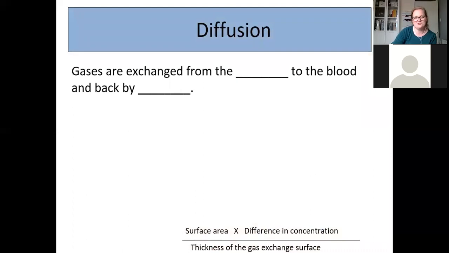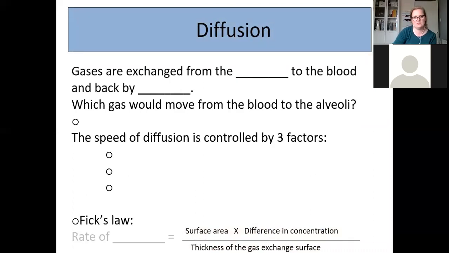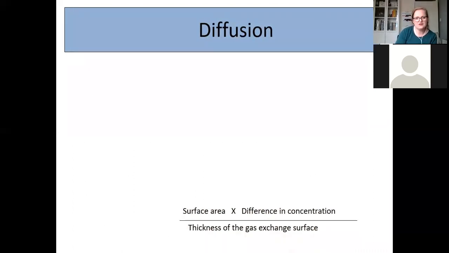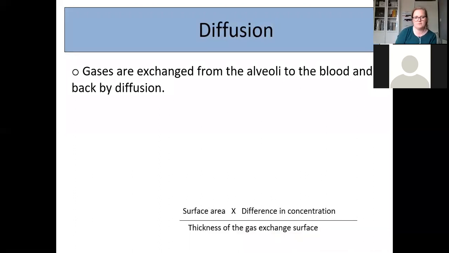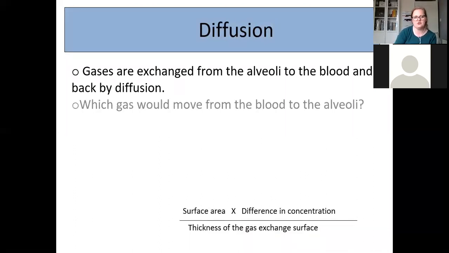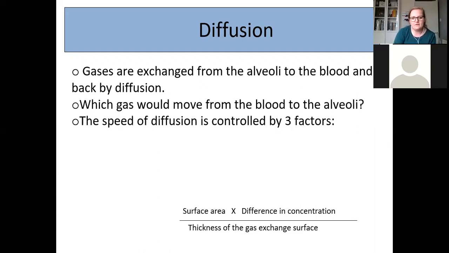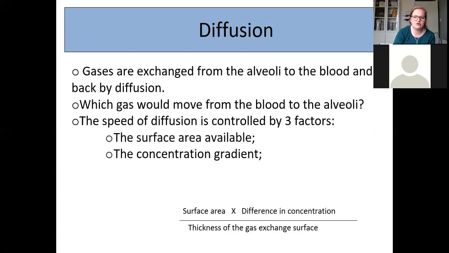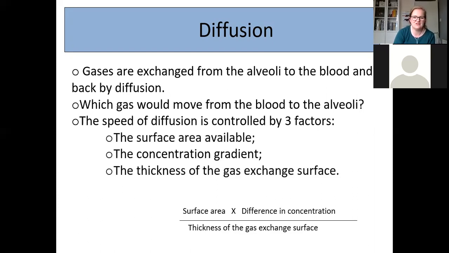So diffusion. Gases are exchanged from the alveoli to the blood and back by diffusion. So the gas would move from the blood to the alveoli, and the speed of diffusion is controlled by the surface area available, the concentration gradient, and the thickness of the gas exchange surface.